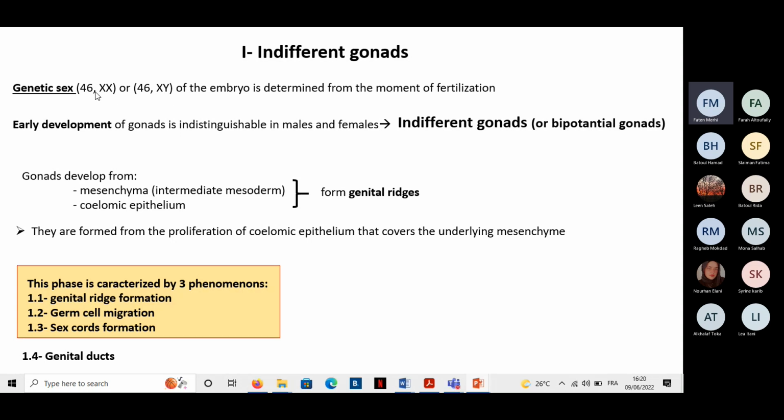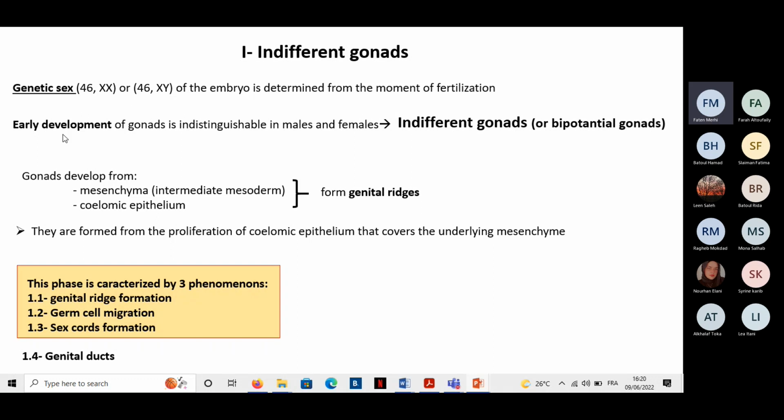So the genetic sex of the fetus or of the zygote is the sex determined by the type of sexual chromosomes. If we have two X chromosomes, this means that this fetus is destined to be a female and it has a genetic female sex. If the zygote or the fetus carries XY chromosomes, this means it has a genetic male sex and it is destined to be a male.